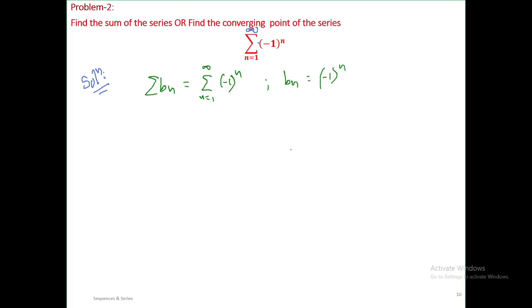So to say the convergence or divergence of this series, simply we have to look at the nth partial sum. So if we expand it, what will you get? When n is 1, what will you get? n is 1: minus 1, plus n is 2: plus 1.